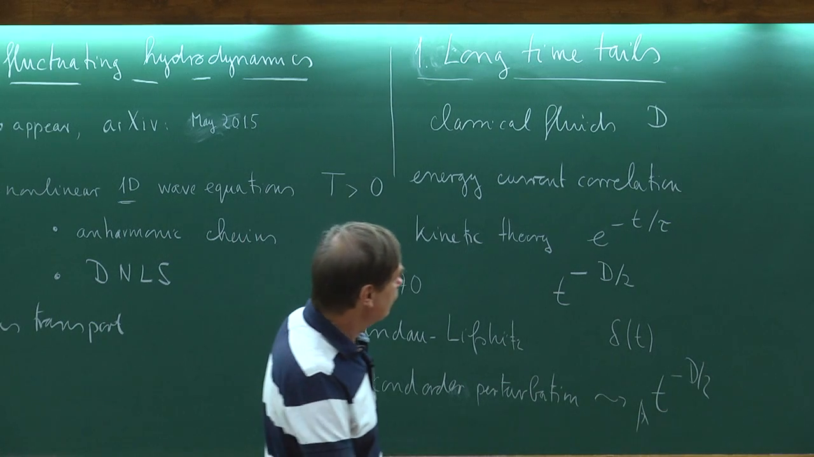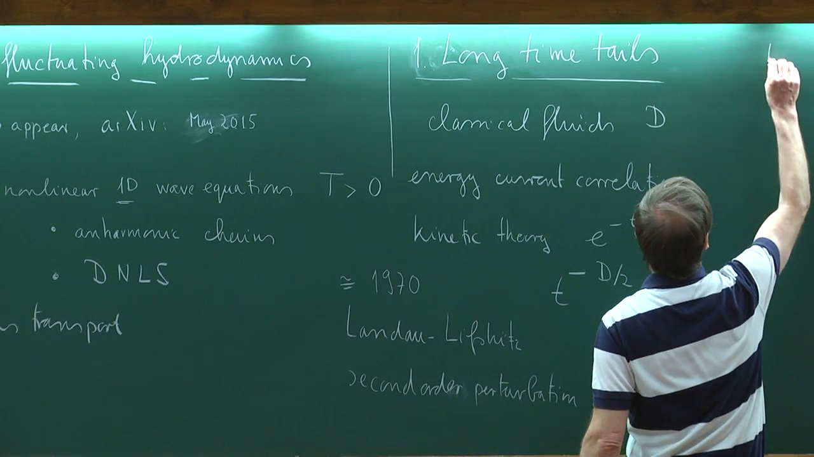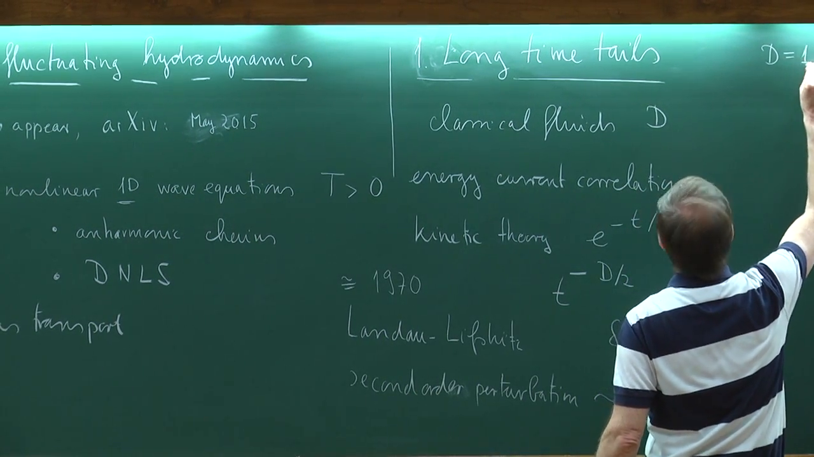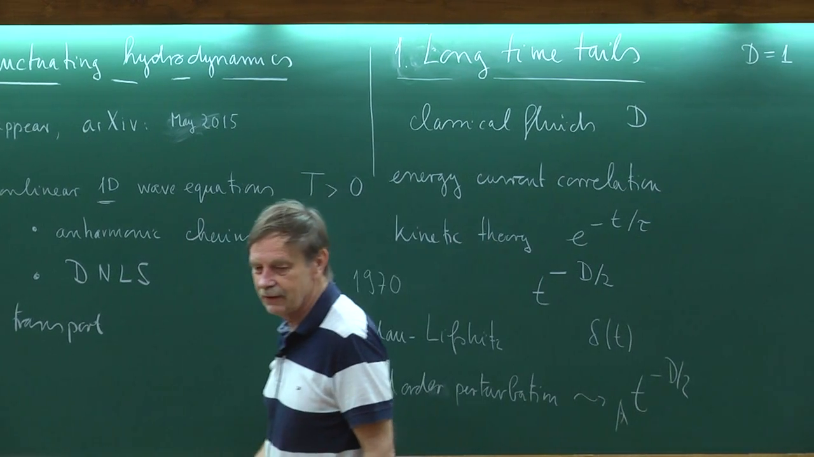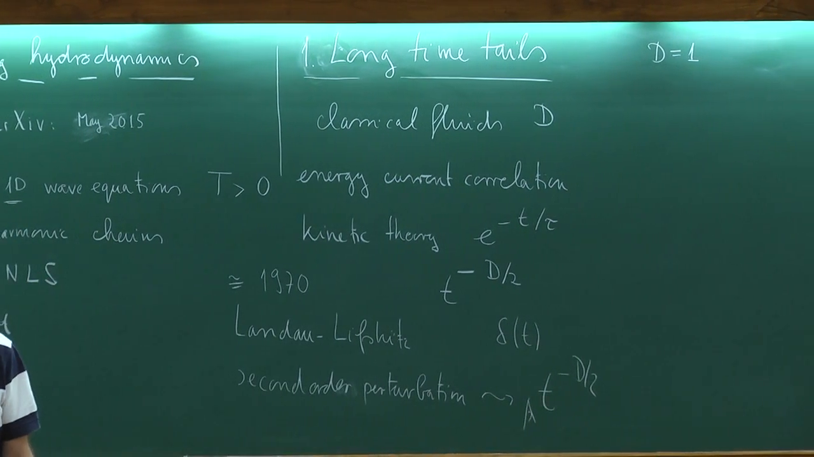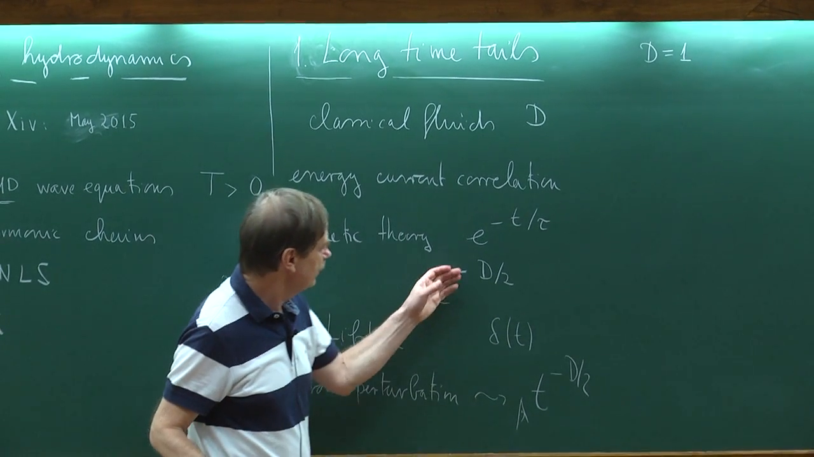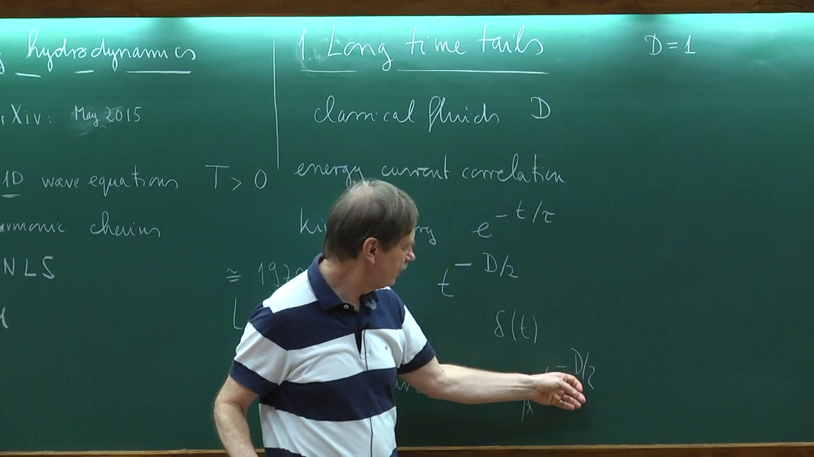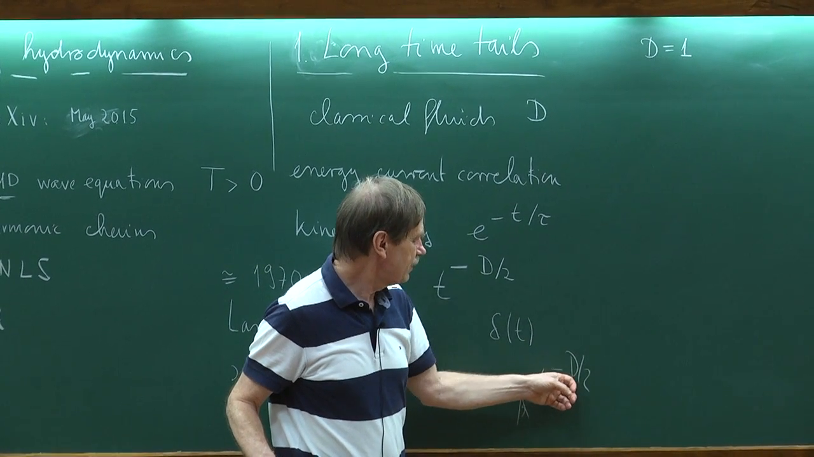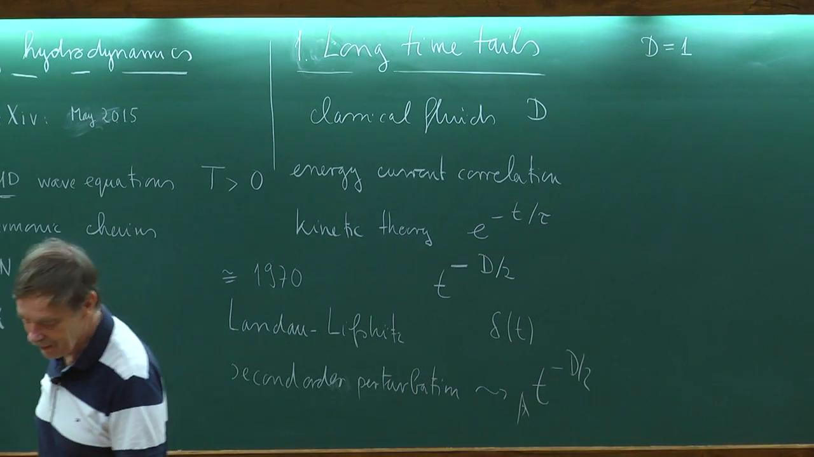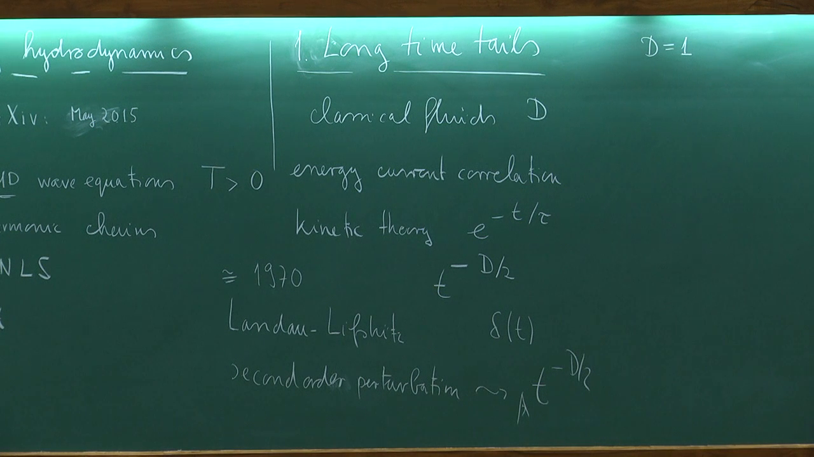But if you go to d equal to 1, then this idea of doing perturbation fails totally. And even this naive extrapolation, saying that it goes like t to the minus 1/2, there's just no reason to believe in that result.